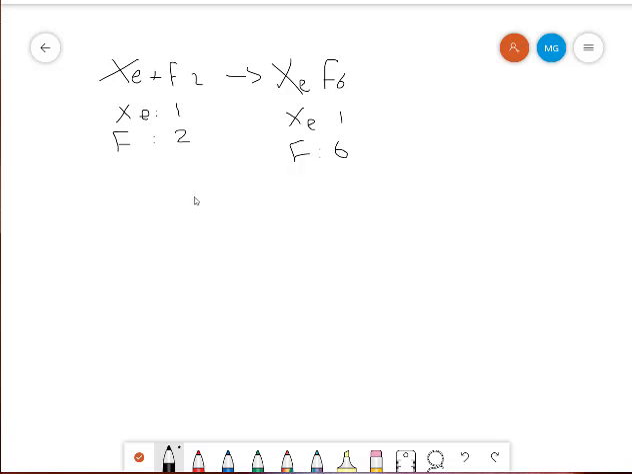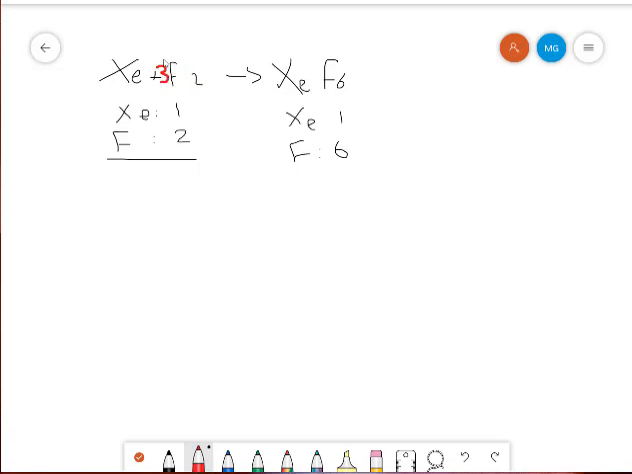Let's have a look at the fluorine. There's 2 fluorines. How can I make them more? I need to get them up to 6 fluorines. Remember, I cannot change the subscript. I cannot change the 2 to a 6. I need to add a coefficient to multiply the subscript with. That will give me 6. All I need to do is to figure out what can I multiply 2 with to get 6. Okay, so that's a very easy question. It's 3. So I put my 3 in front of the F2.